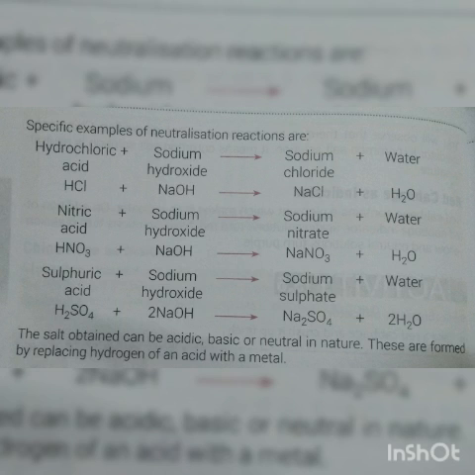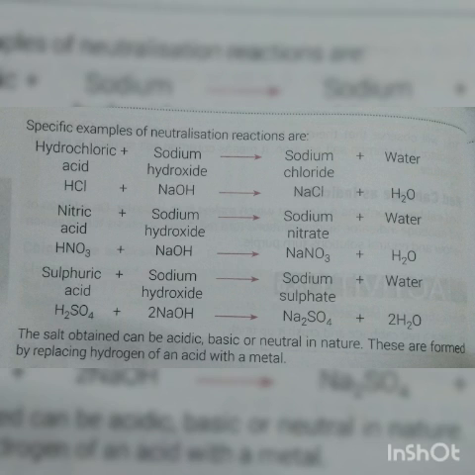Similarly, nitric acid, when it is reacted with the same base, that is sodium hydroxide, it forms another salt which is sodium nitrate, that is NaNO3, and water. Okay, students. Now similarly, when sulfuric acid, that is H2SO4, reacts with two molecules of sodium hydroxide, then it forms another salt which is sodium sulfate, Na2SO4, and two molecules of water, students.